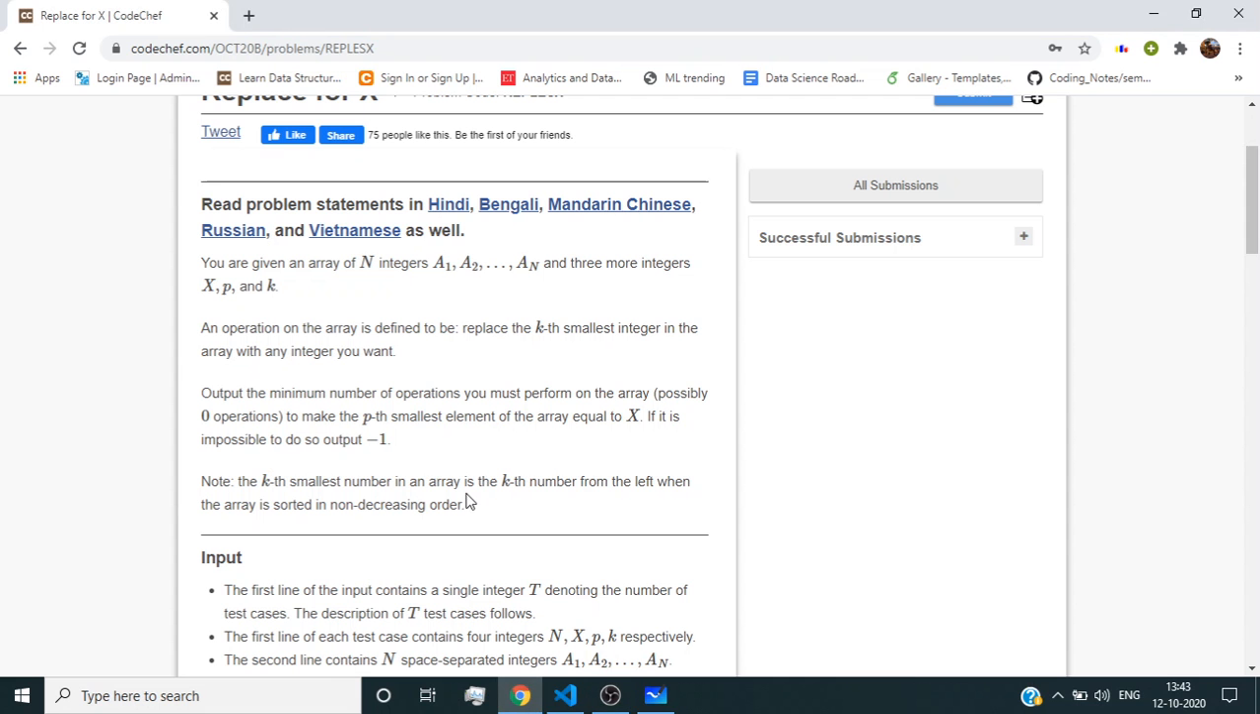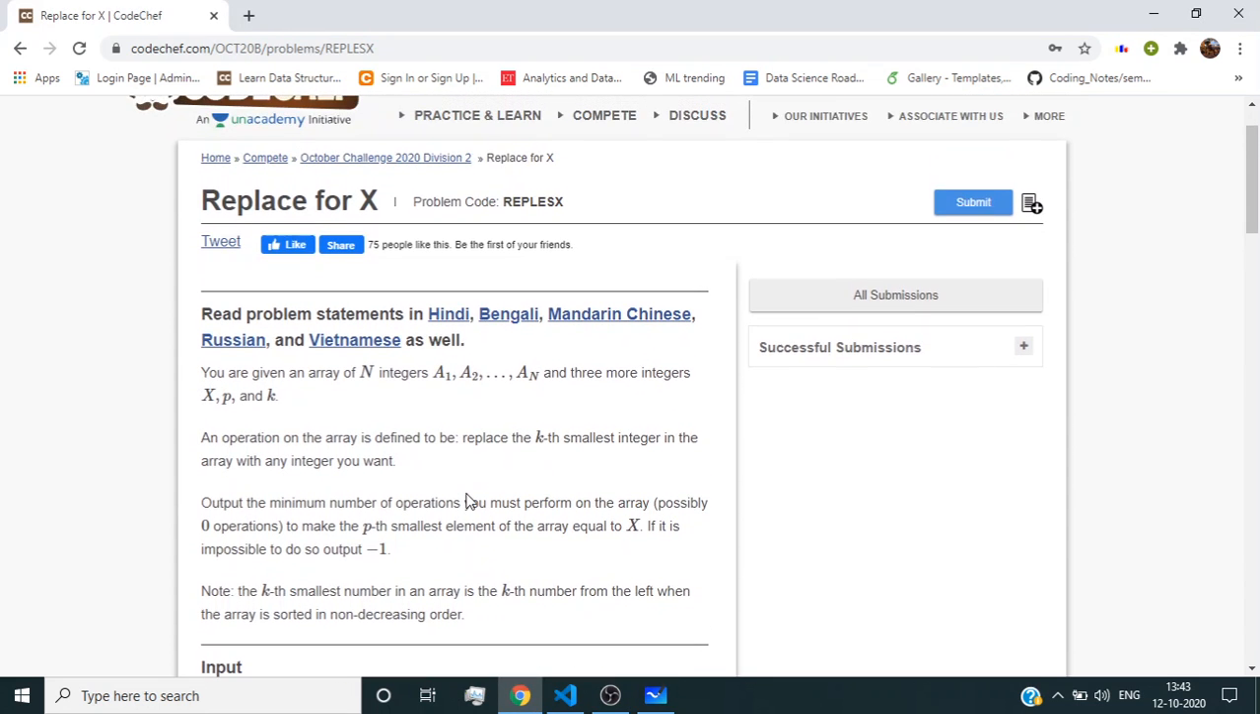Hello friends, today I'm going to discuss with you a problem of the CodeChef October Long Challenge named Replace for X. What we are given in this problem is an array of n integers, and we are also given three extra integers named x, p and k.